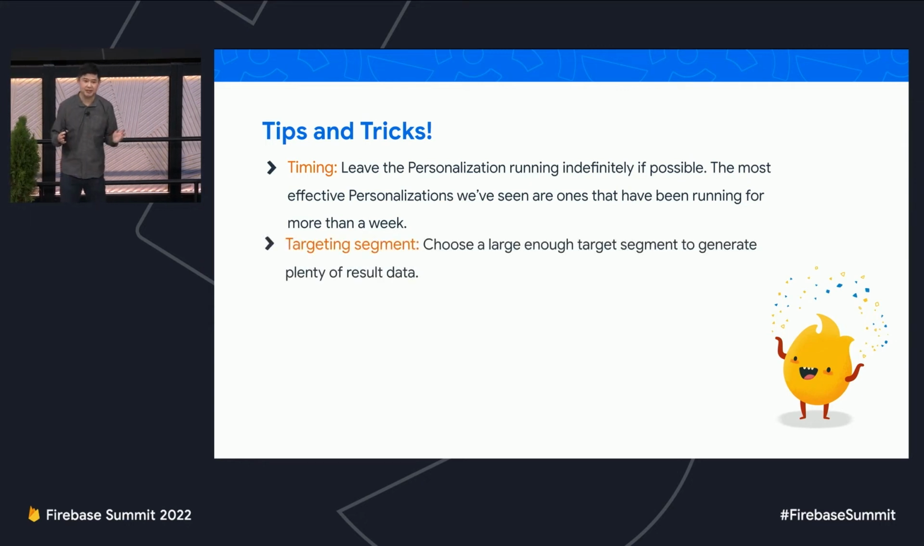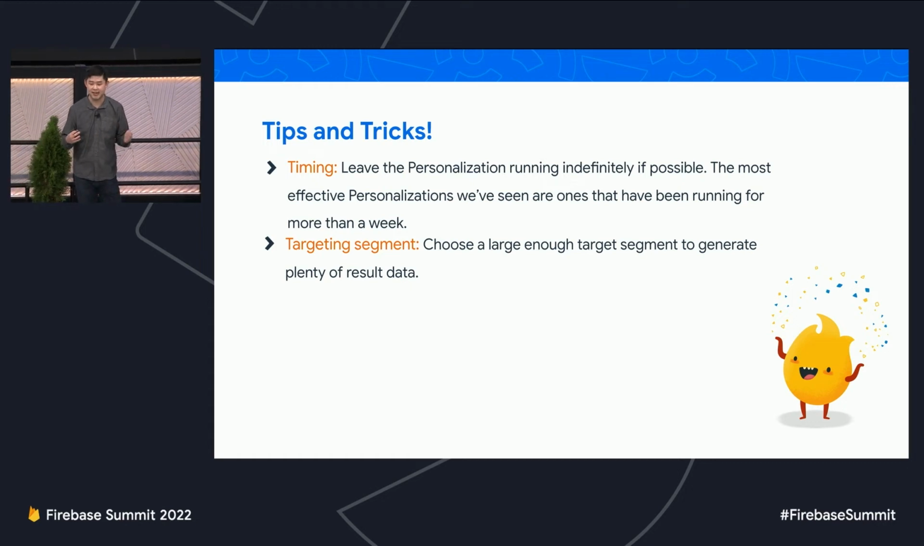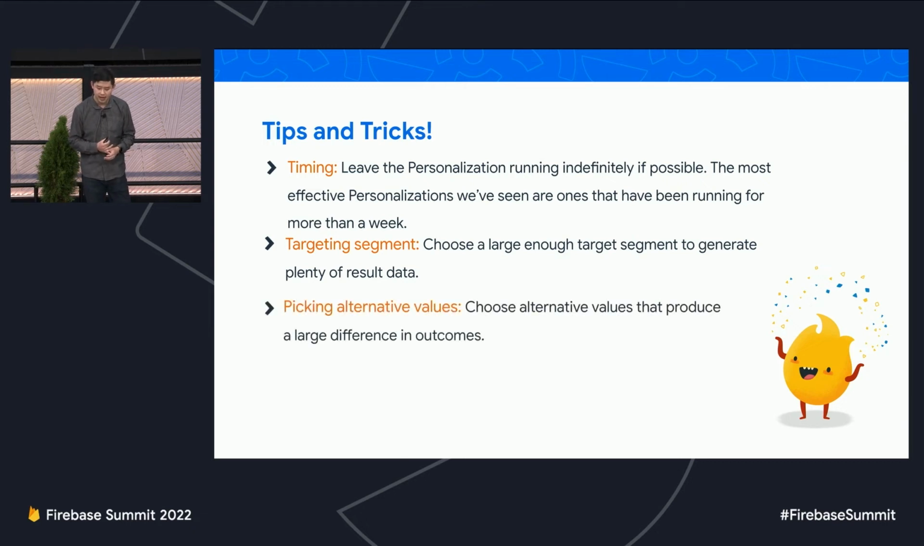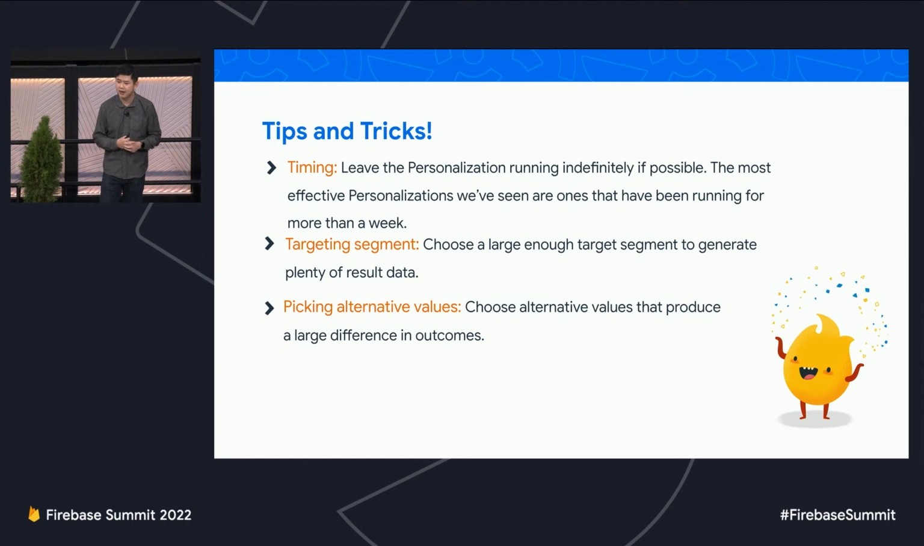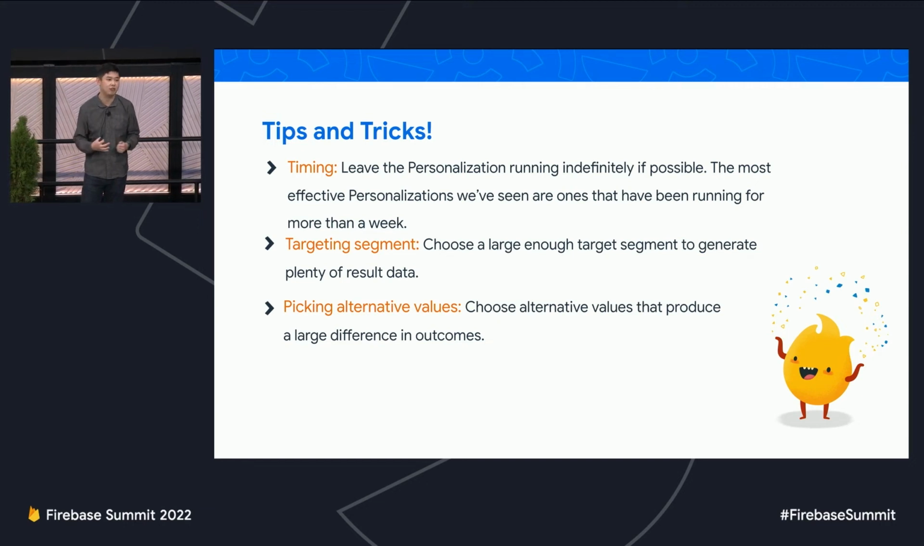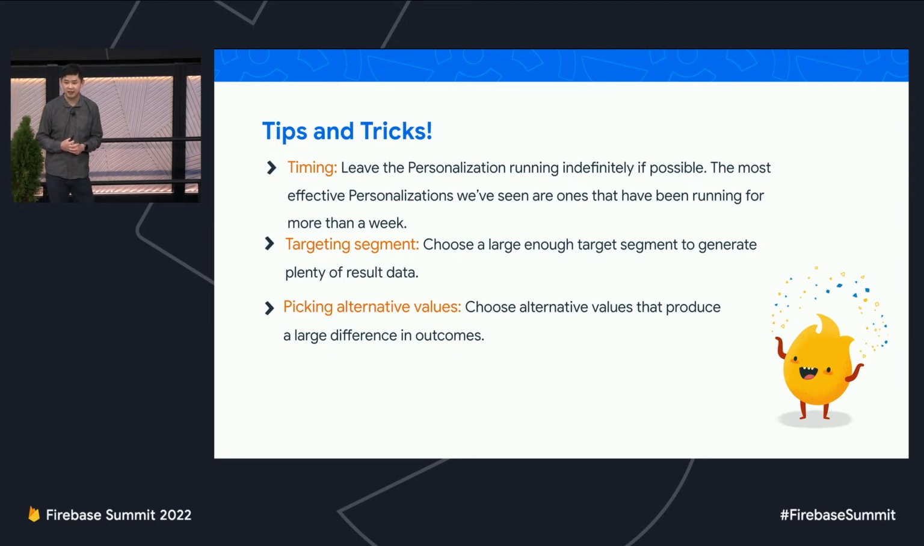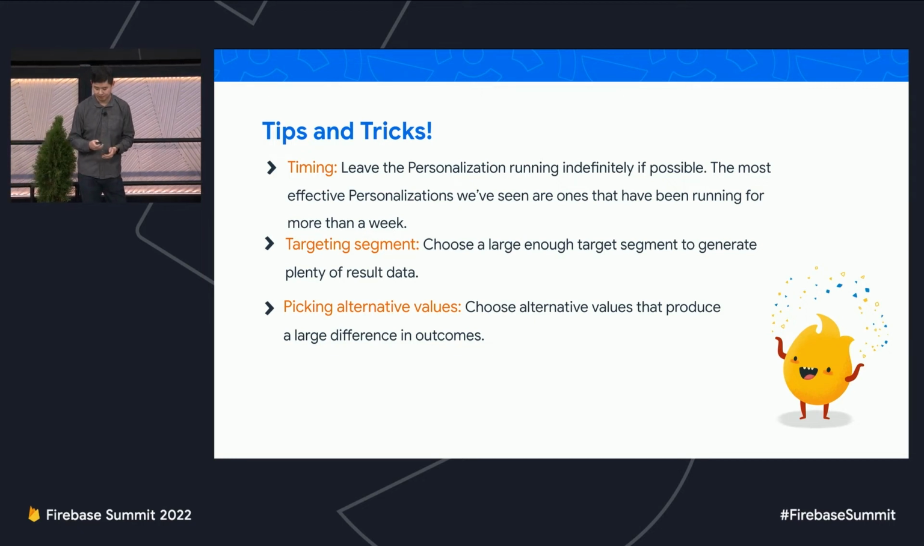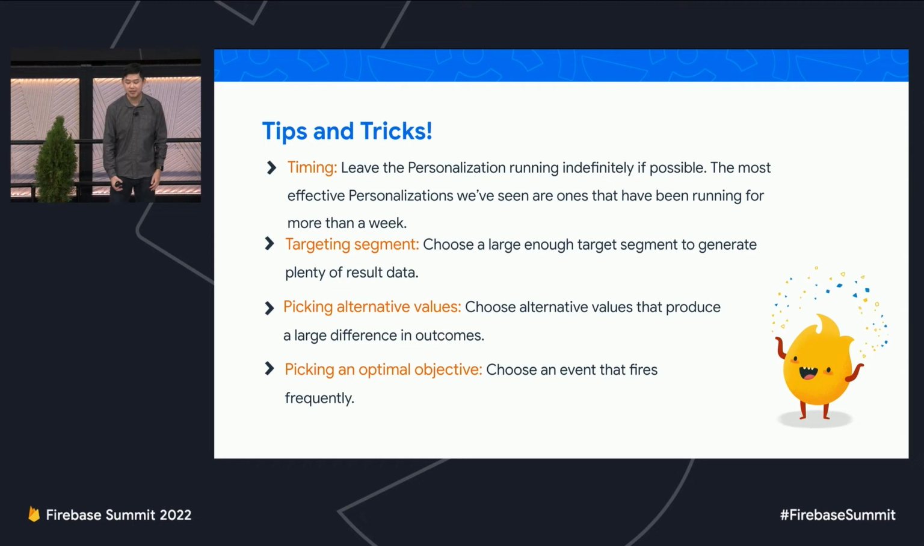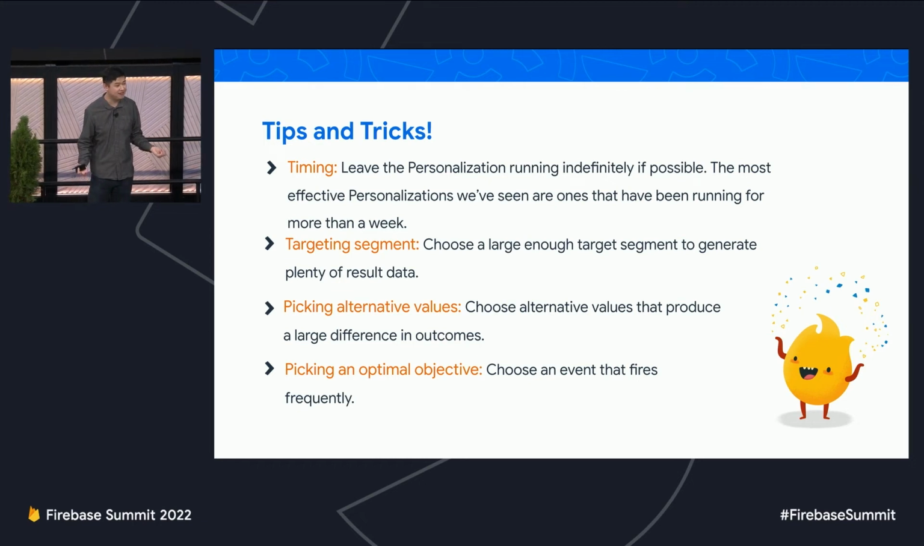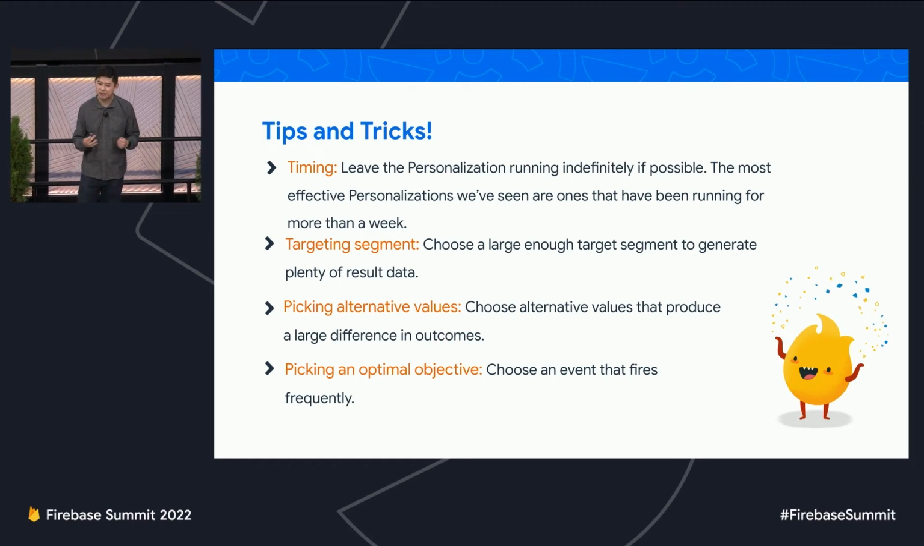When picking a targeting condition, choose a large enough target segment that will generate plenty of result data, ideally with as many users as possible. When picking alternative values, pick ones that produce a large difference in outcome. The system will learn faster and create more value when the alternatives are less similar to each other. And finally, good machine learning models thrive on lots of data. So when picking an optimization objective, choose an event that fires pretty frequently.